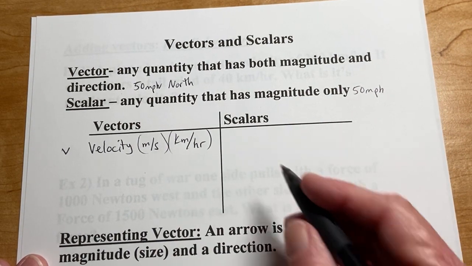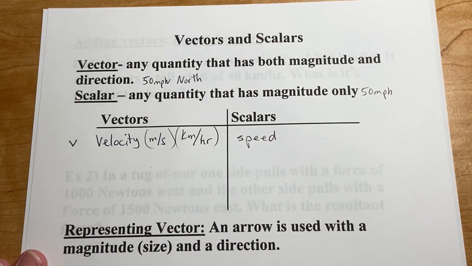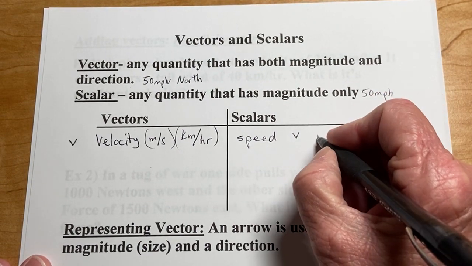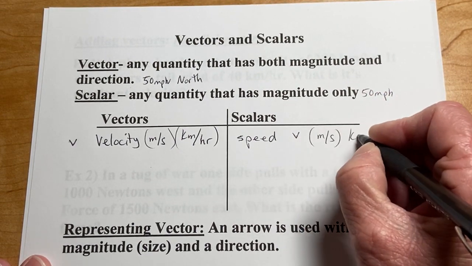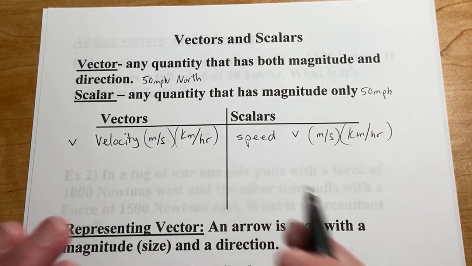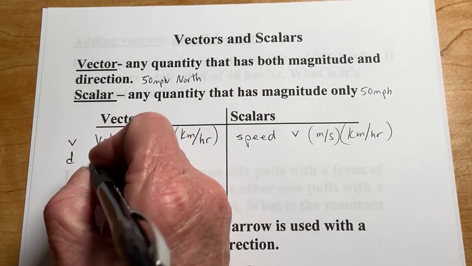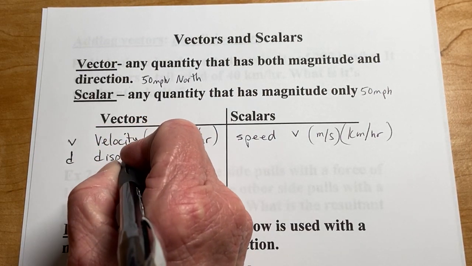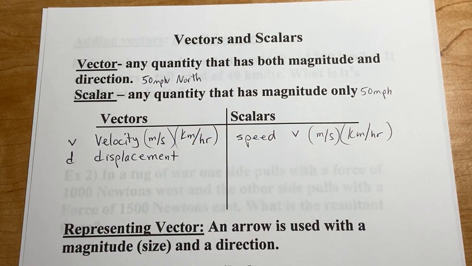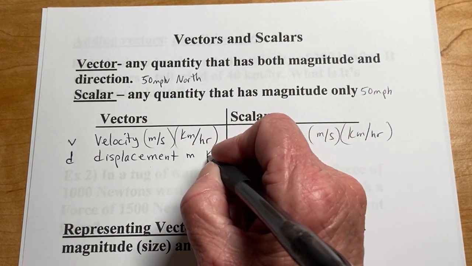A scalar would be speed. That's how fast you go, but nobody cares which way. We also use a V for it, and we still use meters per second and kilometers per hour. There just wouldn't be any direction. Those kind of have a pair. Okay. D is for displacement. Typically we're doing meters or kilometers.